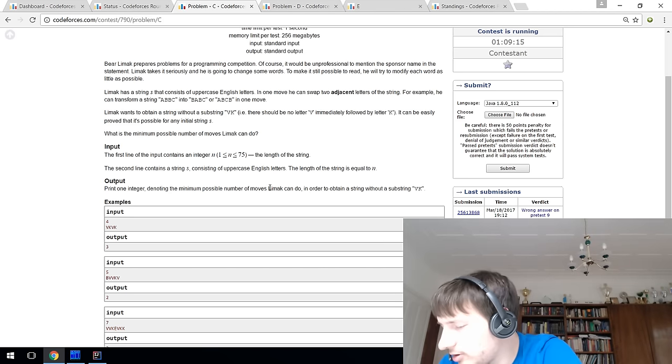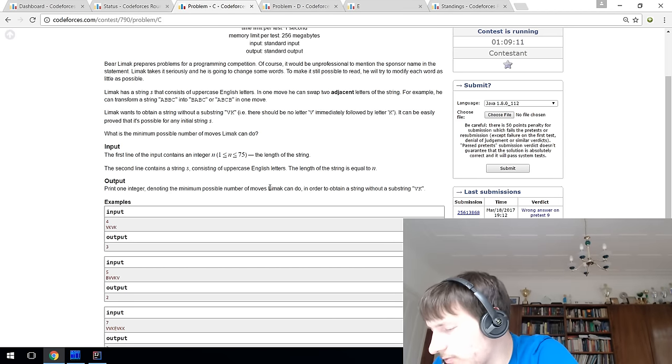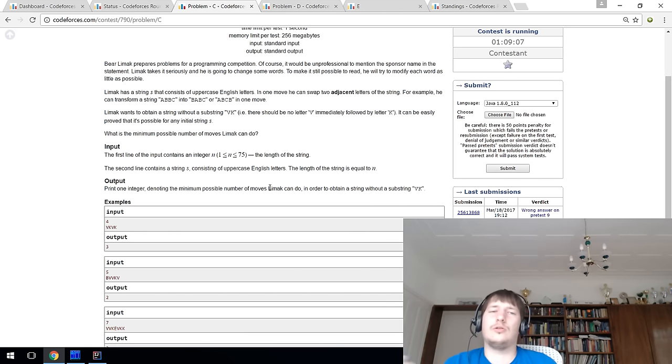Okay, what if we build the strings of k's and v's one by one? So we put either k or v. We know how many inversions that gives, obviously, because we know the sequence of k's and v's in the initial string. And every time we put v and then k, we must put a few other letters in between, but of course we can put more letters if we want.